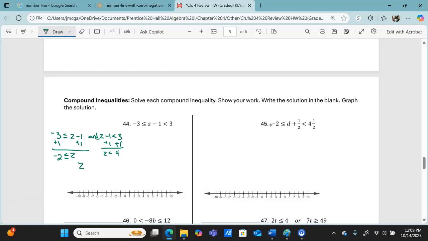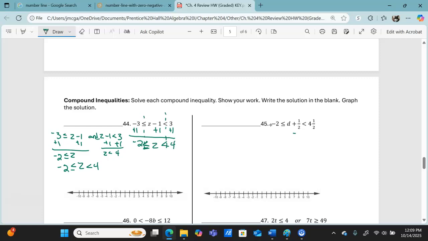And then you would put them back together. I tend to just do it right here. And I remember that I have actually basically two inequalities here. So whatever I do in the middle, I have to do on both sides. So I get -2 and 4. So I got the same thing.